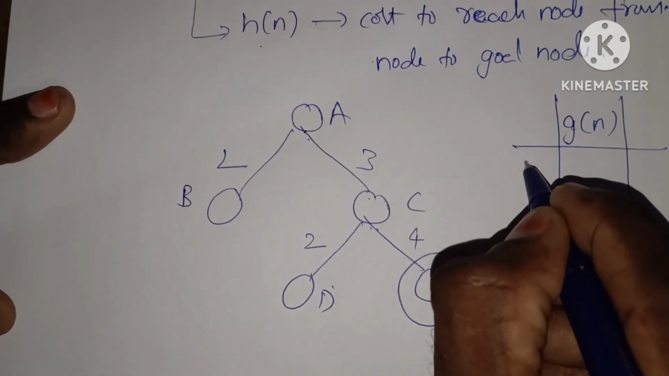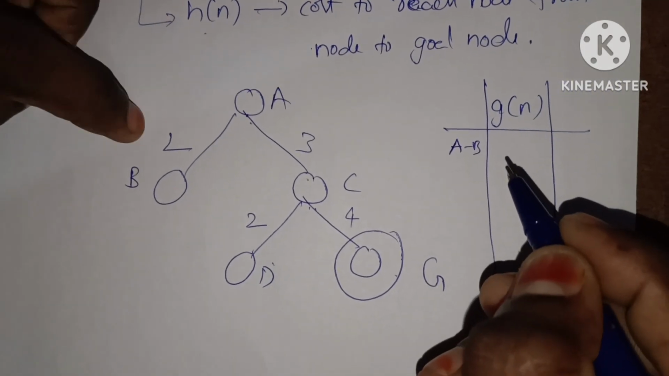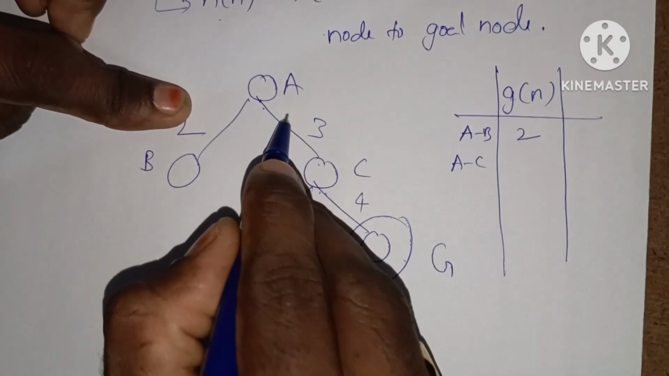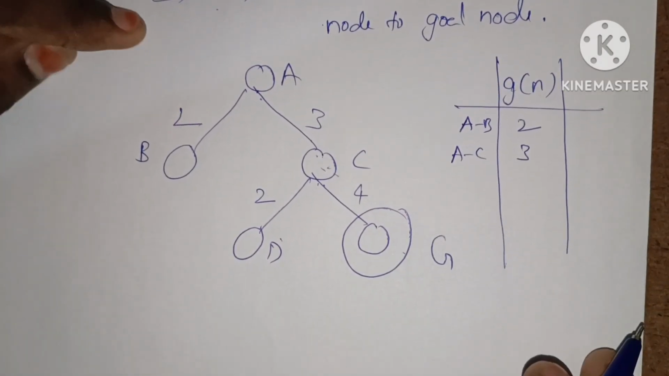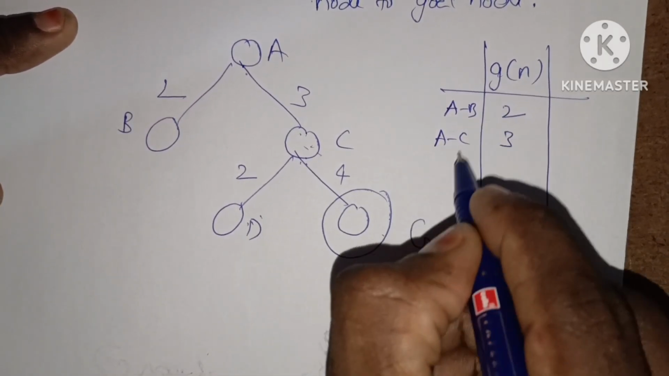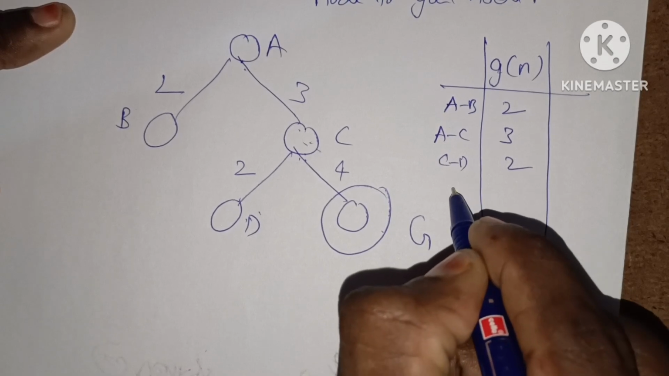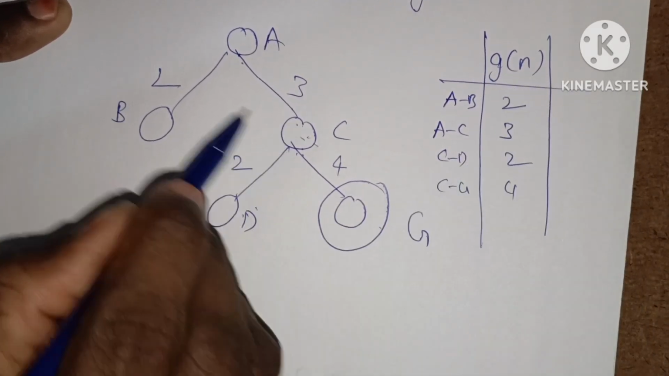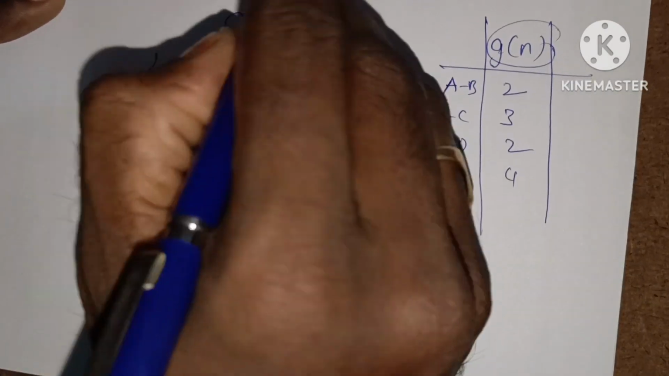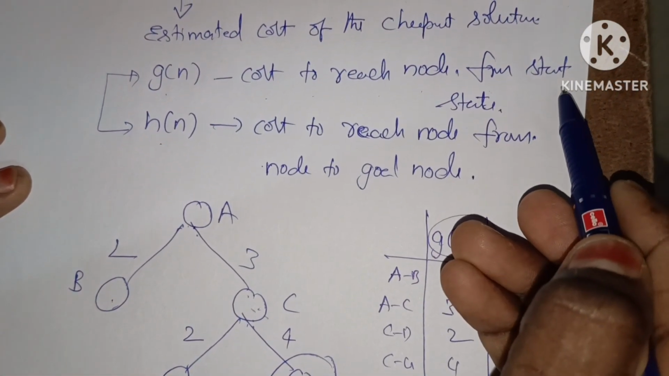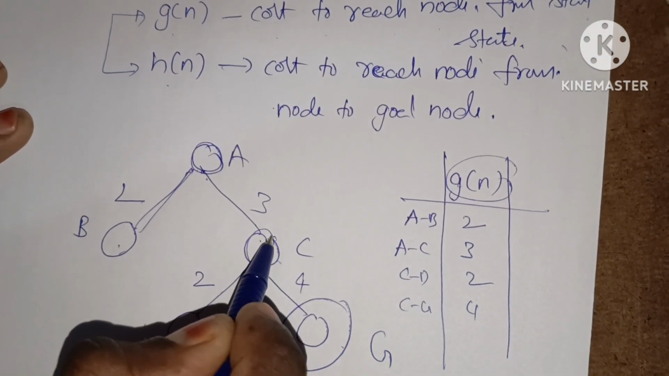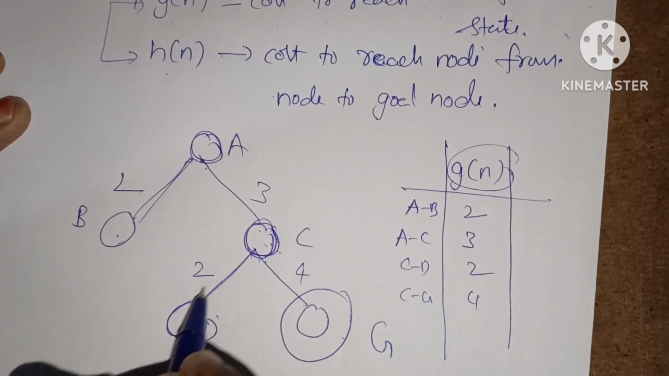A to B, g of n is equal to 2. A to C, g of n is equal to 3. Is it clear? Next one, C to D cost is equal to 2. C to G cost is 4. These are g of n. It is the cost between node to node. Node to node cost is g of n, that is the cost to reach the node from the start state. Starting state to the state, again like that. Starting state to D, so cost is 2.